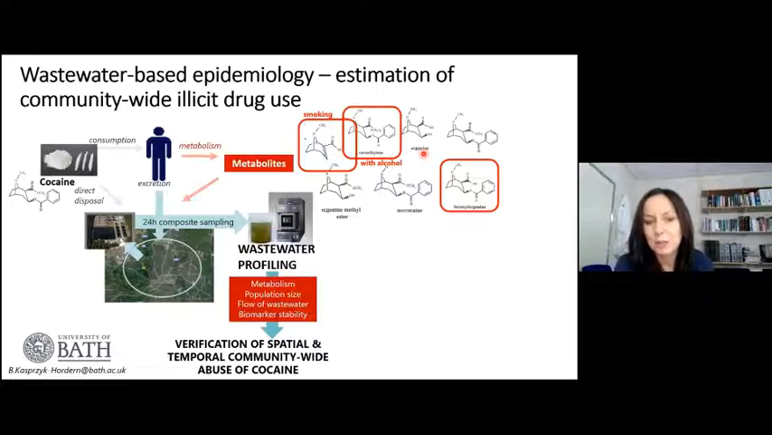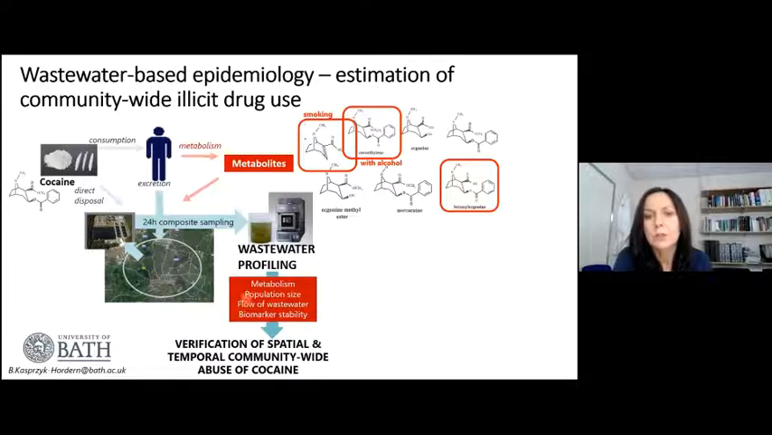In order to do this, we need to understand metabolism pathways for individual chemicals. We have to understand the population size that provided the sample. We need to capture the flow of wastewater to normalize for variable flows. This is the biggest variability in our measurements. And also, we need an understanding of biomarker stability.